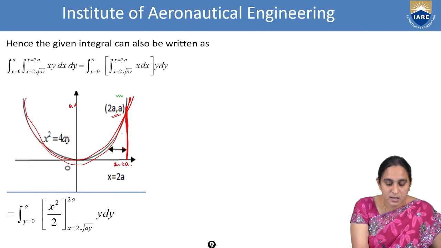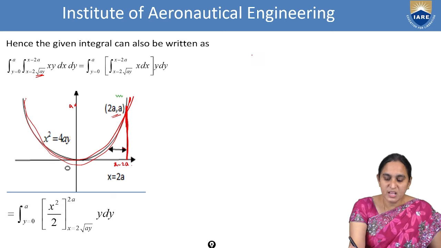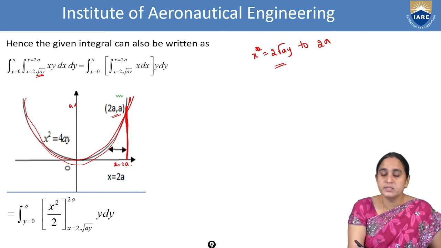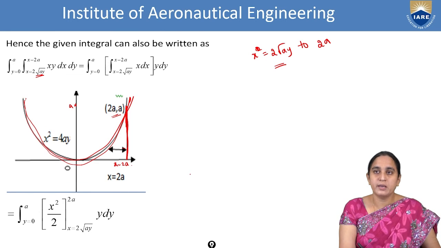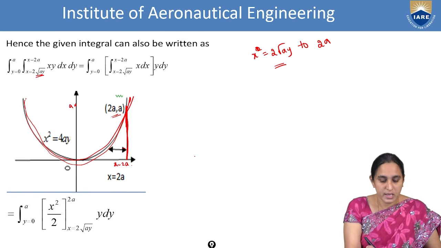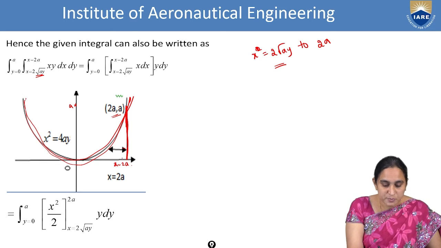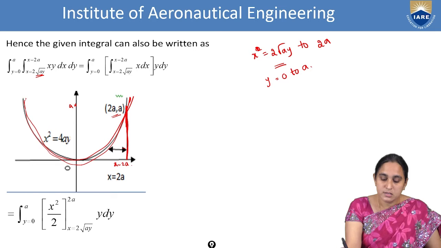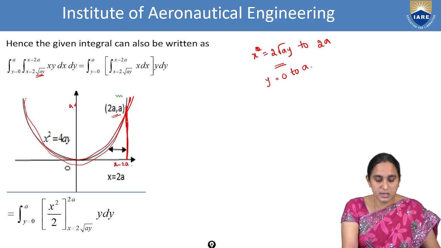From that, I'll take the limit point as x is equal to 2 root ay, since x square is equal to 4ay means x is 2 root ay, and the other is x as 2a. Therefore, the x limit points are 2 root ay to 2a. And what about the y limit points here? The y limits are fixed. From the diagram, the y limit points are 0 to a. This is the end point of that. Here 0 comma a are the y limit points.